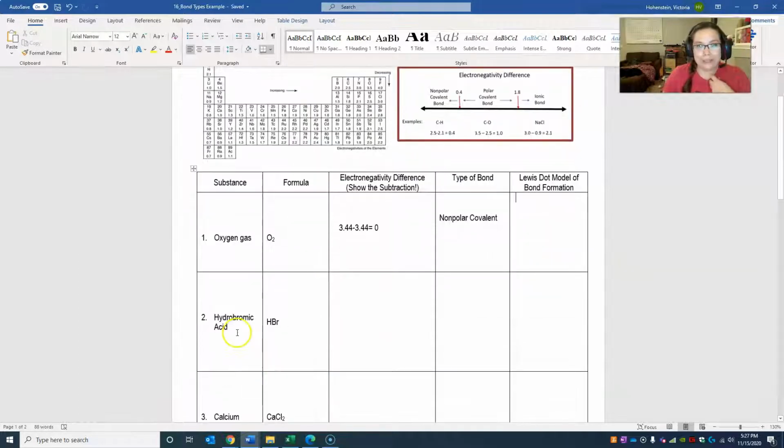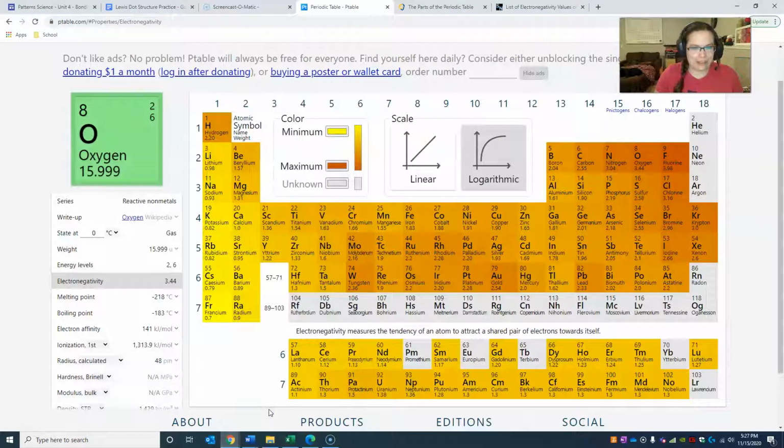The second one here is hydrobromic acid, and the formula is HBr, meaning I have a hydrogen and a bromine that are bonded to each other. So let's find the electronegativity difference for this one. So I need to look at electronegativity for hydrogen and bromine. Hydrogen is 2.2, bromine is 2.96.